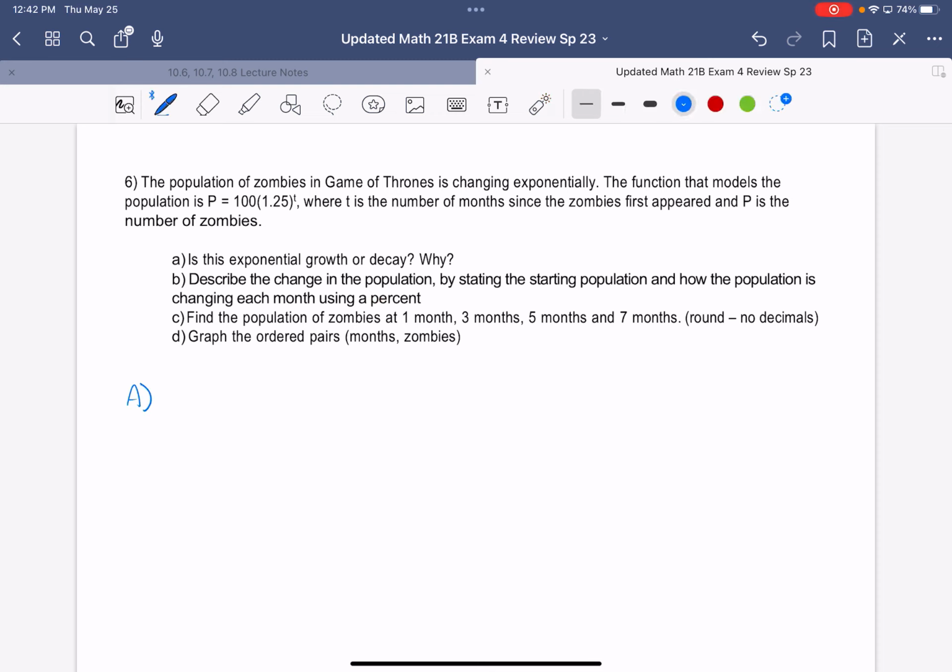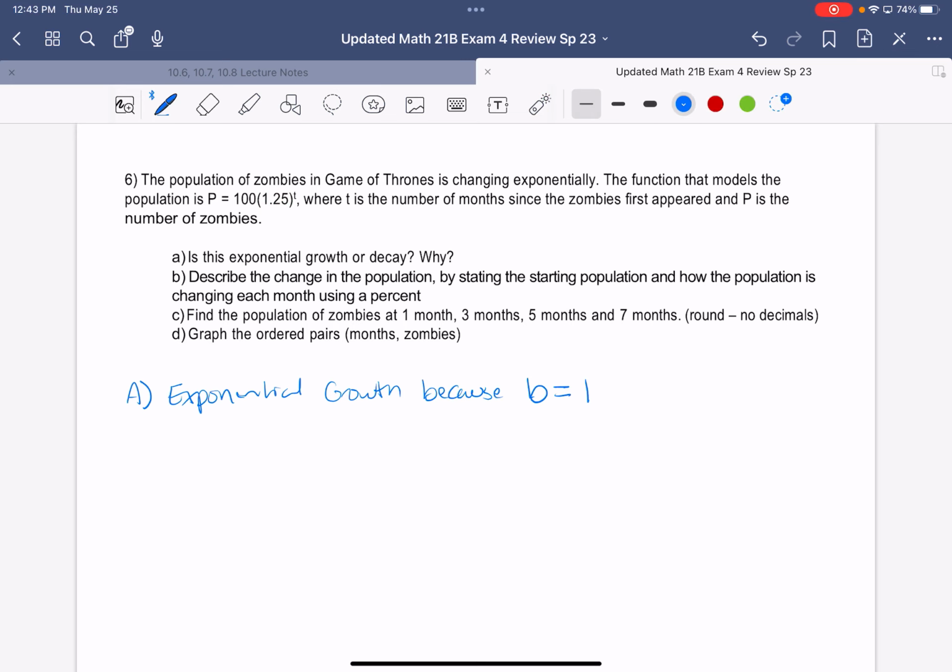Growth. So I'm hearing growth. Why is it growth? Because it's greater than 1. Because our base is greater than 1. Good. So this is exponential growth, because our base b equals, okay, look to your base. Remember, your base is right here, right? Our base is 1.25, which is greater than 1. That's what makes it exponential growth.